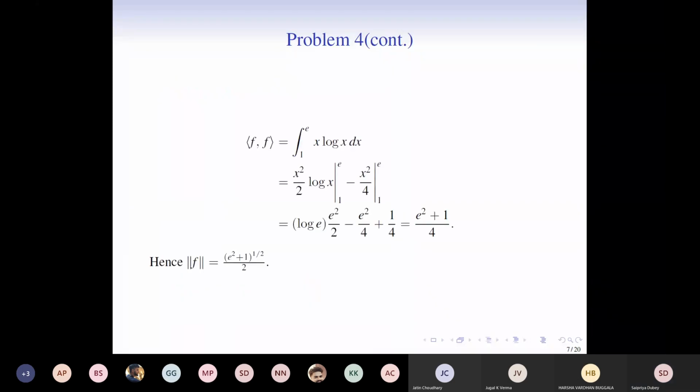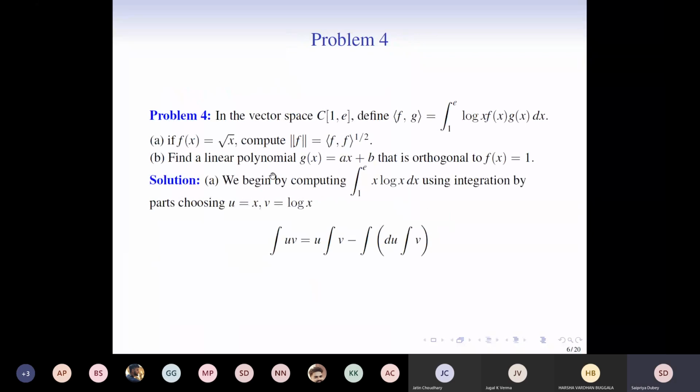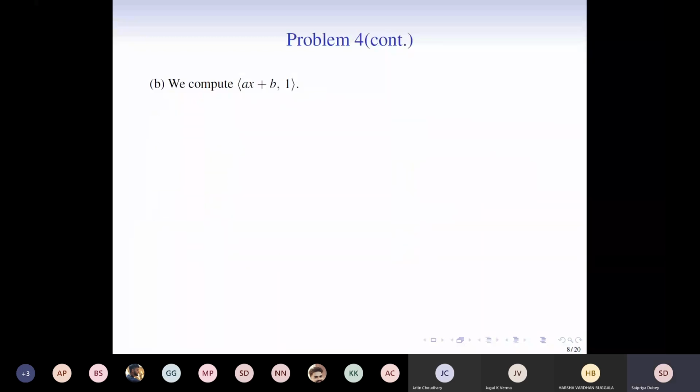Next, part B says that we have to find the linear polynomial g(x) equal to ax plus b that is orthogonal to f(x) equal to 1. Which means we have to find a and b such that the inner product of f and g turns out to be 0. For that, we need to compute the inner product of ax plus b and 1 and then equate it to 0 and see what conditions are forced upon a and b.